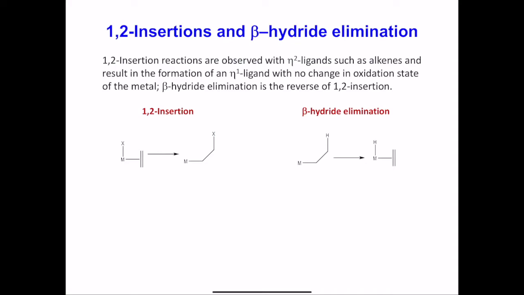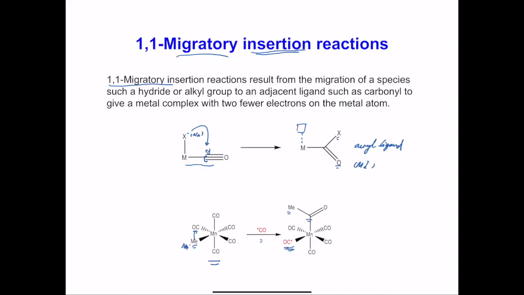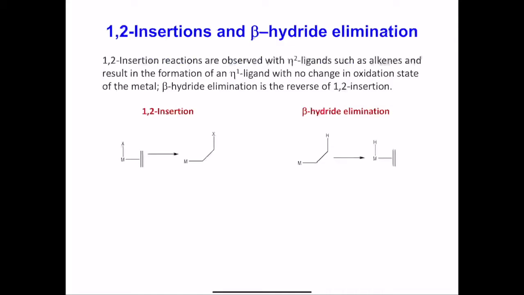And also we have another insertion mode. We call that 1,2 insertion. And what's a 1,2 insertion? So let's go back one more time. If you look at this carbonyl, you label the carbon as the first atom and the oxygen as the second atom. So actually, the X ligand attacked the first atom. So we call that 1,1 MI reaction. Okay. So we also have 1,2 insertion reaction.